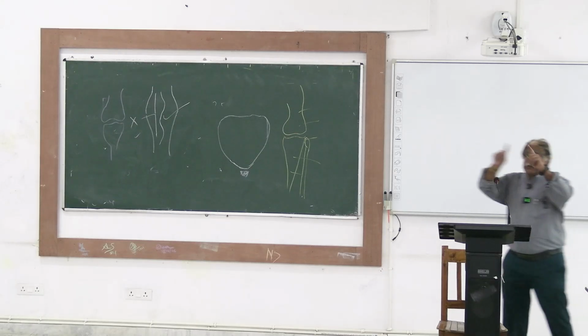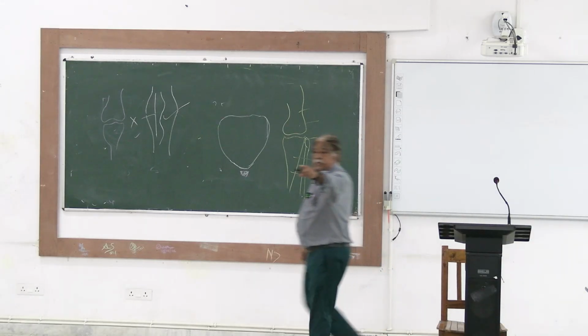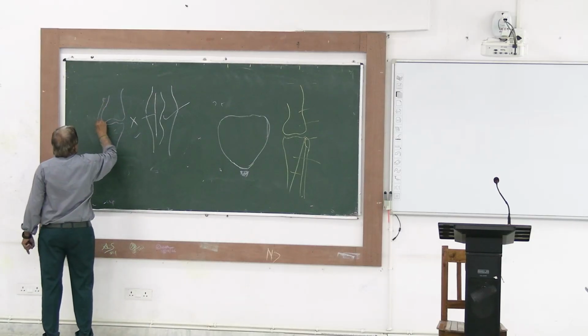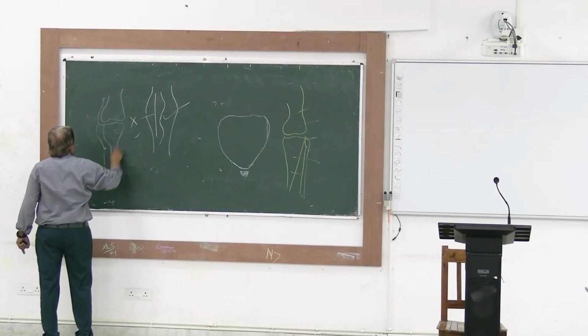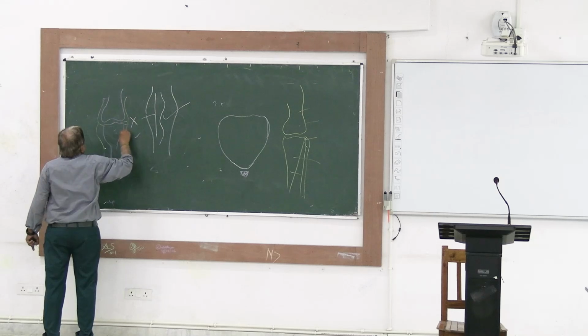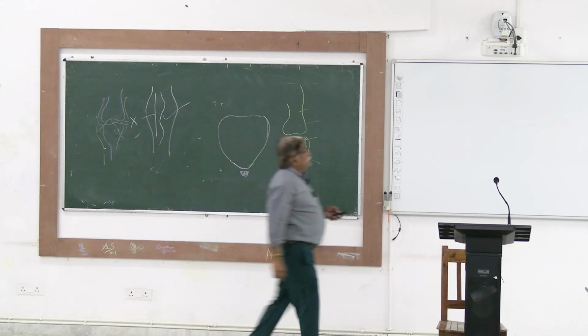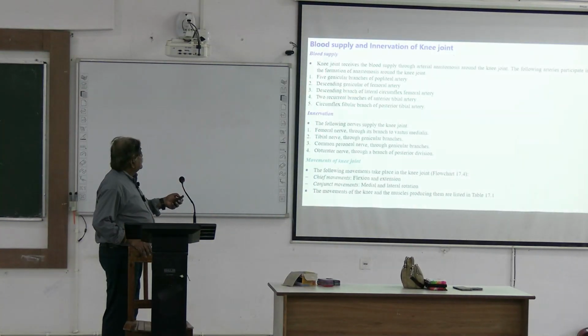You will see a beautiful picture in your textbook. The vessels are coming like that, red in red. It's richly supplied, and these are the arteries, these five genicular branches of the popliteal artery.